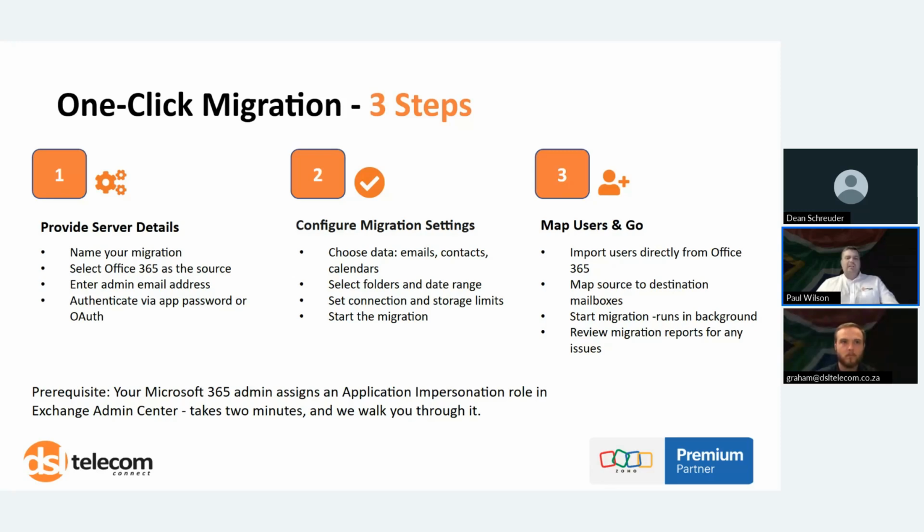We then configure the migration settings. This is where we choose what emails. Do we want to migrate all emails? Do we only want to migrate emails from a certain date range, or just from the past 6 months? There we can go set all those. This comes into play when there are connection or storage limits. And then once that's all been set and we've selected all the users, we can start the migration.